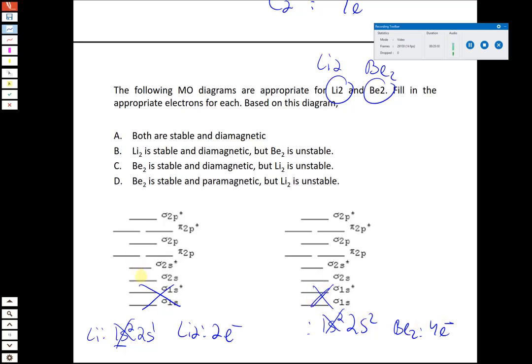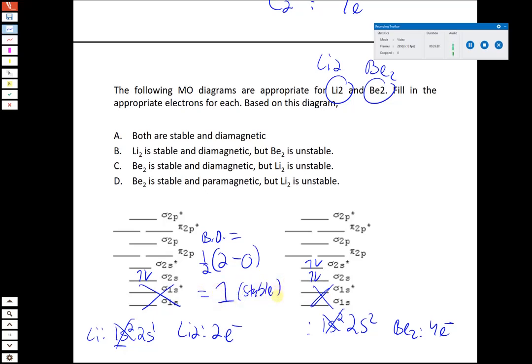So for the 2 electrons in Li2, they just go into the sigma 2s. For Be2, we have 4 electrons, so we go 2 there and then 2 there. So the first question is, are they stable? Stable just means they have a non-zero bond order. So the bond order for Li2, we have 1/2, we have 2 bonding electrons, we have 0 electrons in anti-bonding orbitals if we're just considering the valence electrons. So this has a bond order of 1, so it's going to be stable.